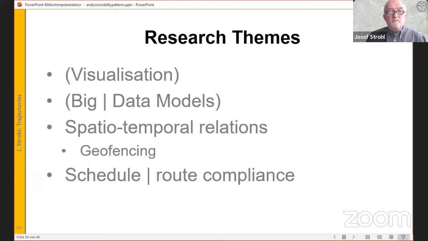This is all about spatiotemporal relations or geofencing, and I'll show you an example for that in a minute, or the optimization of schedules for delivery or for public transport, and to check whether a transport, the shipping delivery service actually adheres to whatever is planned.